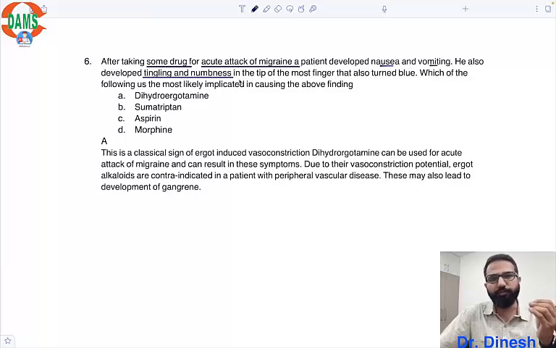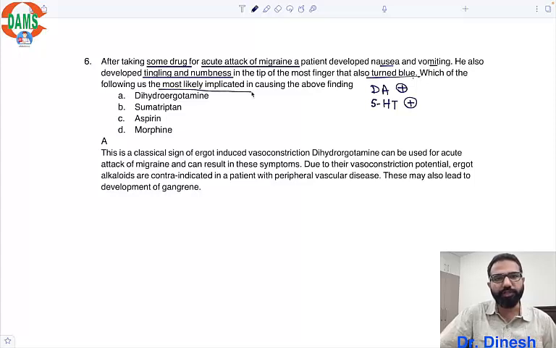So guys, in this tip, we have the serotonin receptor. It means this drug is acting on the serotonin receptor, as an agonist. There is nausea and vomiting, so these drugs are also acting on the dopamine receptor. So this is a dopamine receptor acting drug and a serotonin receptor acting drug. The fingers are turning blue, which means there is vasoconstriction. Which of the following is most likely implicated in causing this problem? So which drug is this?